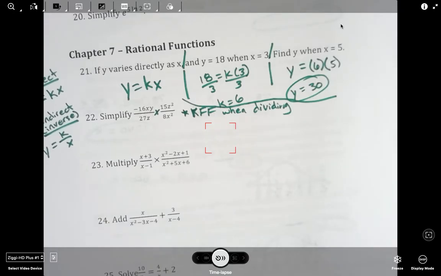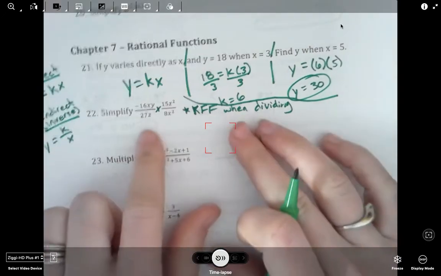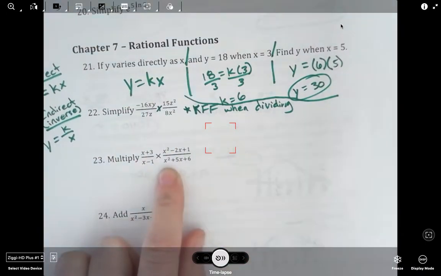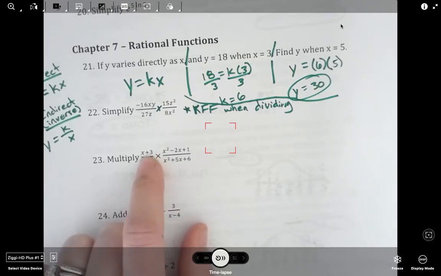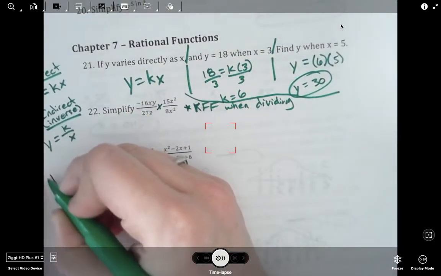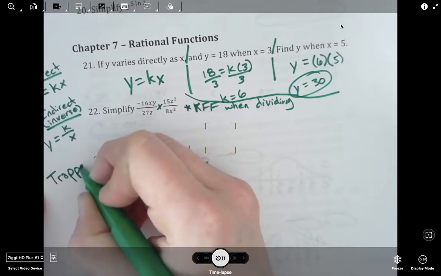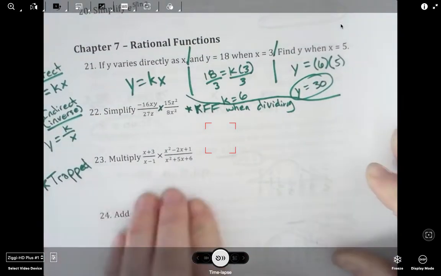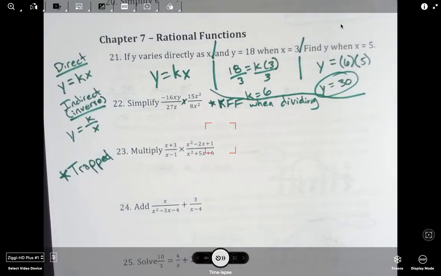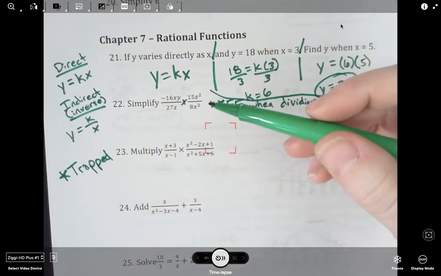Okay. Are these things trapped? No. When are they trapped? When you're adding. When there is a plus sign, right? Not necessarily when you're adding, because you could still be multiplying, but like this one, 23, that's trapped, right? Even though we're multiplying in between them, we still have x plus 3. So this one is trapped. So on 23, mark that it is trapped. You guys know what I mean by trapped, right? Okay. So on 22, we're going to start canceling some things out.